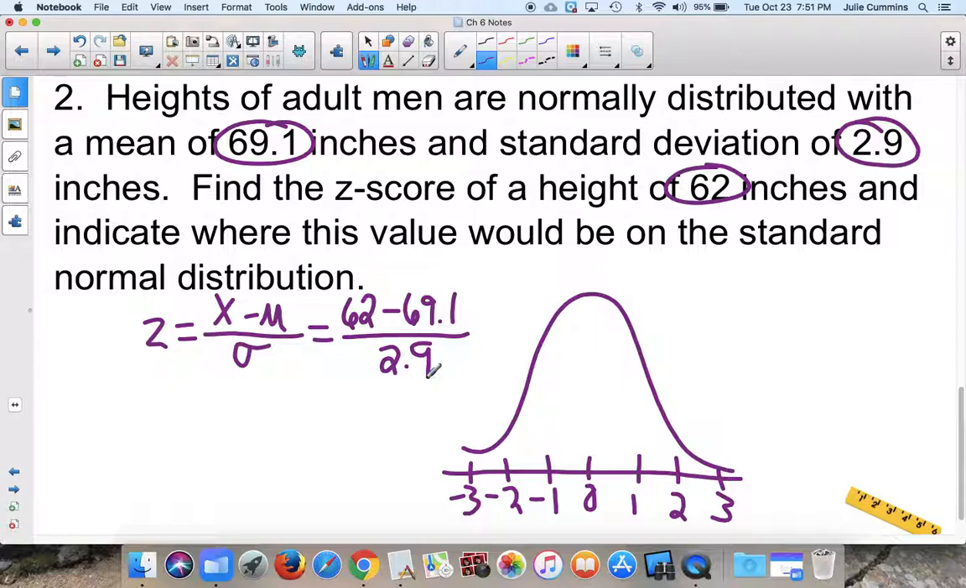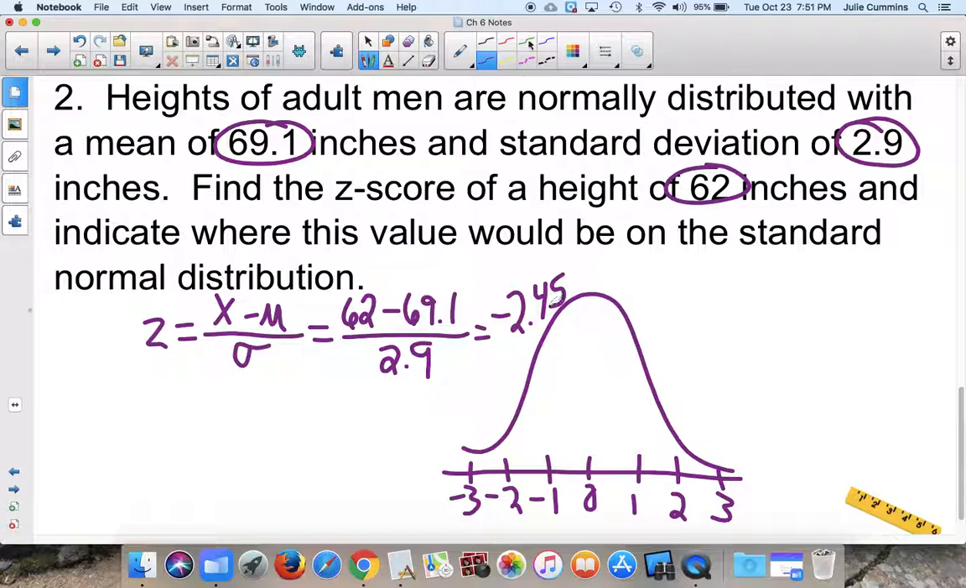All right, I can find a calculator here. 62 minus 69.1 is going to be negative 7.1. I'm going to go ahead and divide that while I'm at my calculator. So I get negative 2.45. Usually with z-scores, we go 2 decimal places.